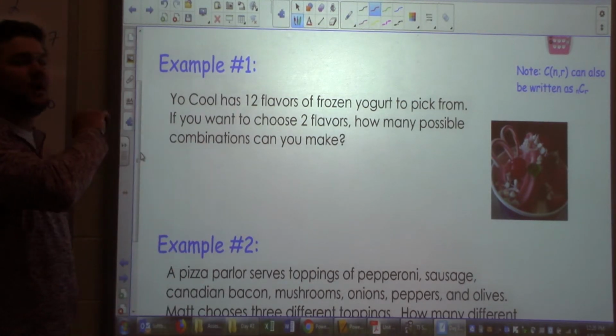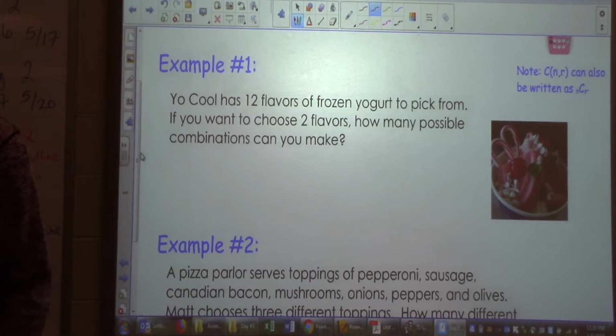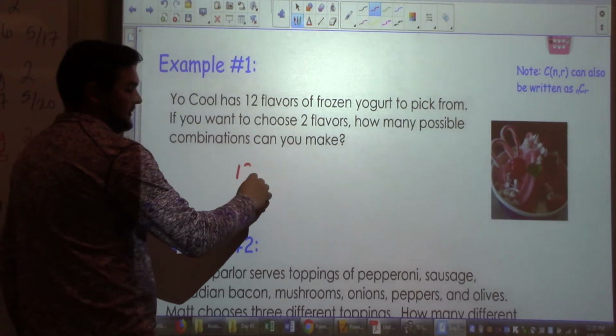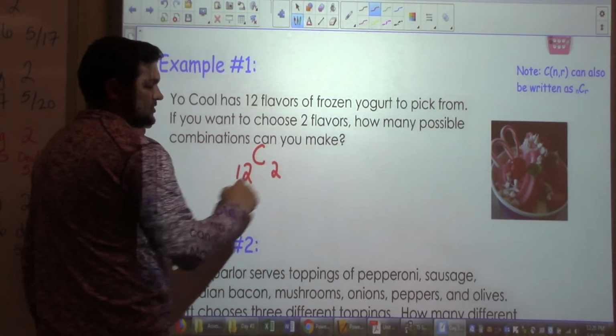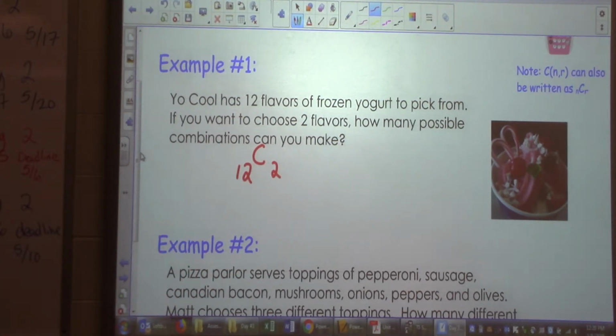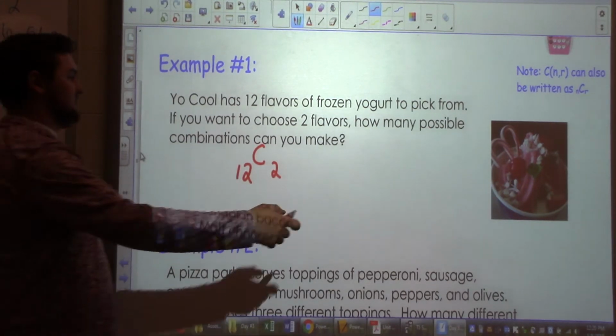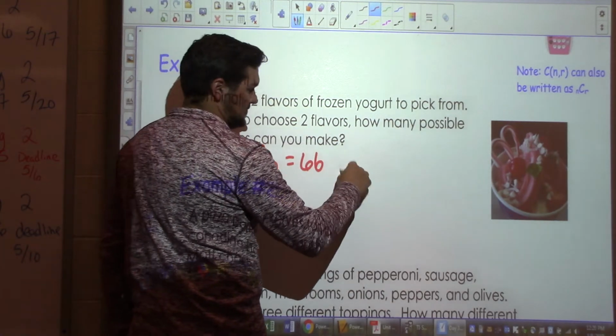All right, so there's 12 flavors and you want to pick 2 of them. Does it matter if I pick chocolate chip and then cookie dough, or cookie dough and chocolate chip? No, it doesn't matter, right? The order doesn't matter in which I pick them, so it's going to be a combination. So I have 12 to pick from. It's a combination and I'm choosing 2. So 12 C 2, there are 66 different combinations I can make.